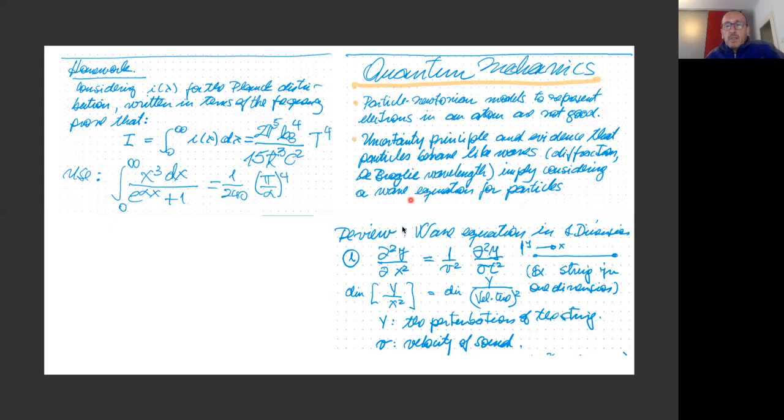And this is what expression 1 here shows. We can think of this as a perturbation on a string. So we have a string in the x direction. Here this is one dimension, the x direction, and y would be the deflection in the y direction, the amplitude of the deformation of the string, which is supposed to be very small at every point. V would be the velocity of sound, the velocity of the waves along the string.